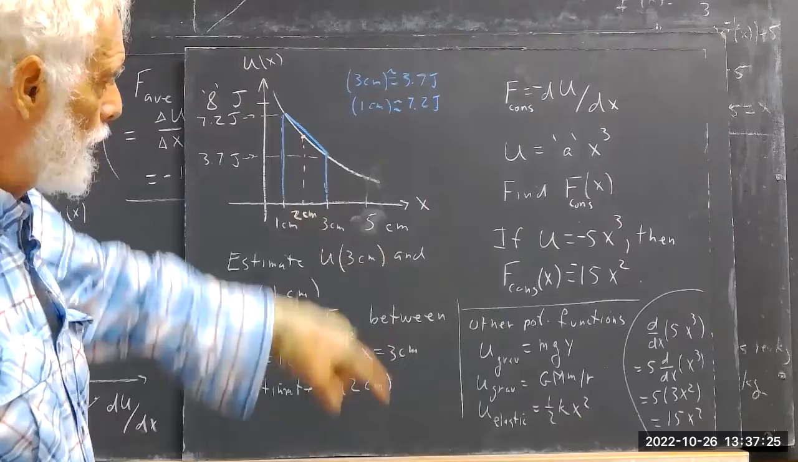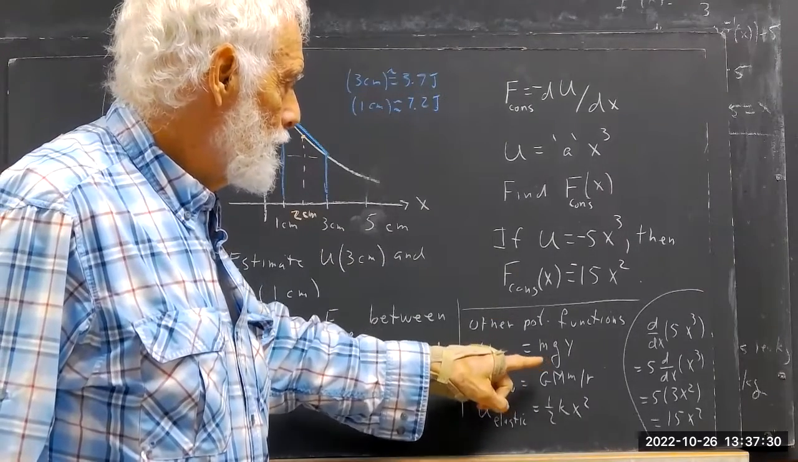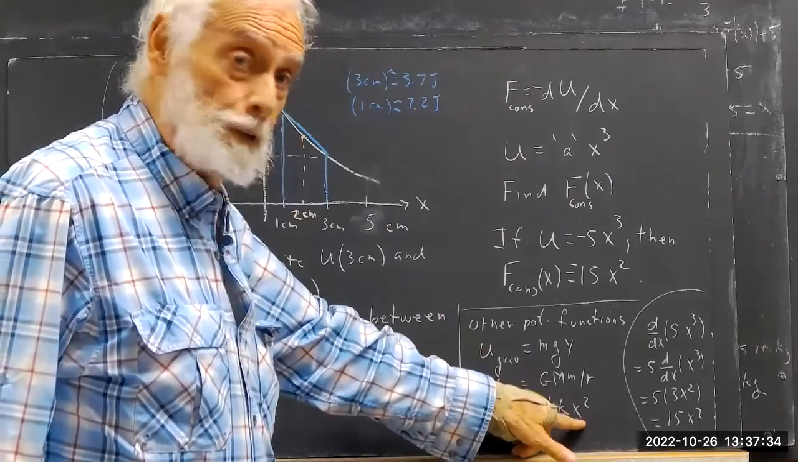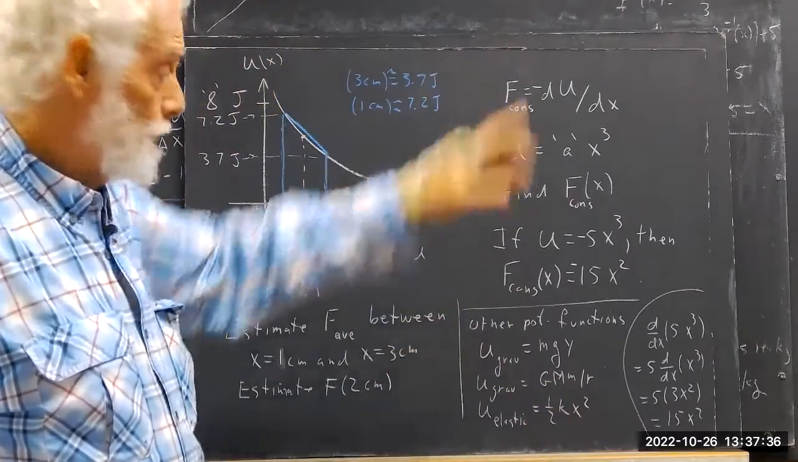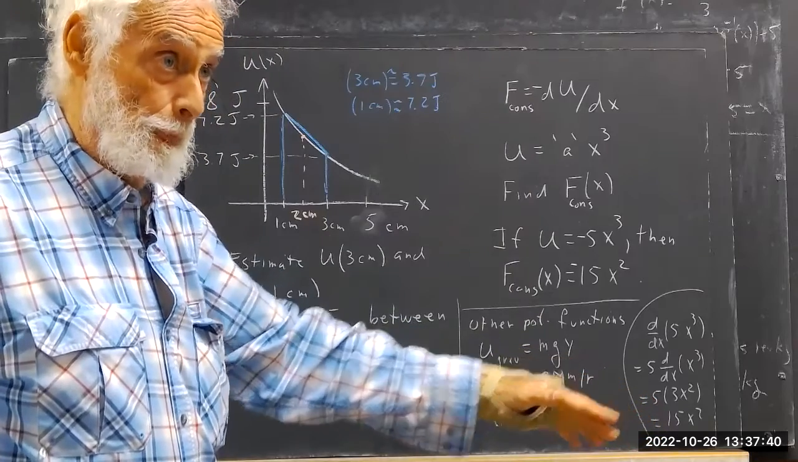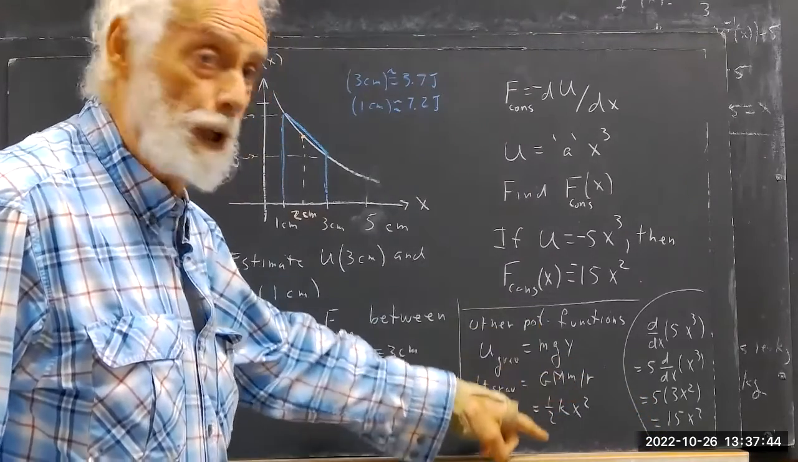The one thing it has in common with some of these: this potential energy would be increasing, this potential energy would be increasing, this potential energy is decreasing. Okay. So it's more similar to a graph of this than it is to a graph of either of these.